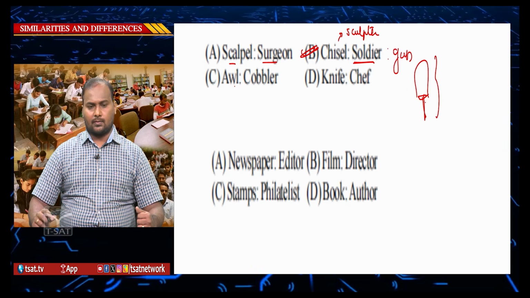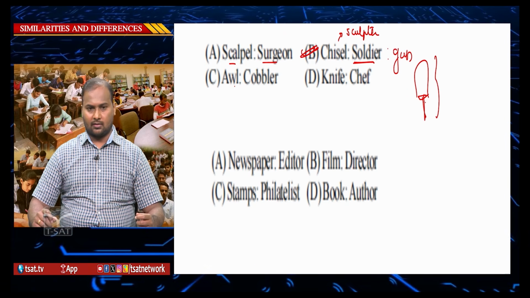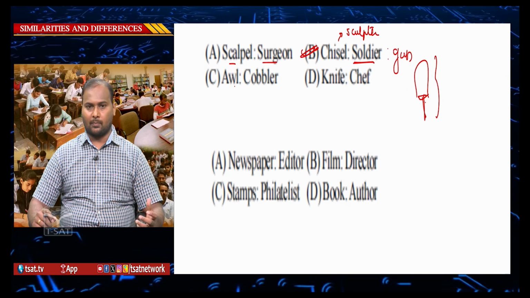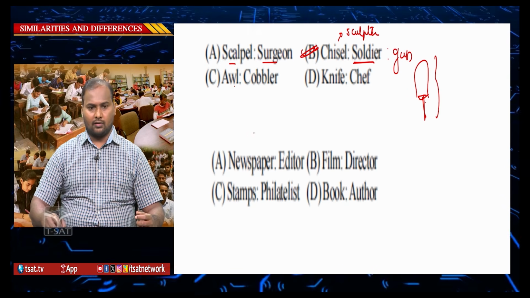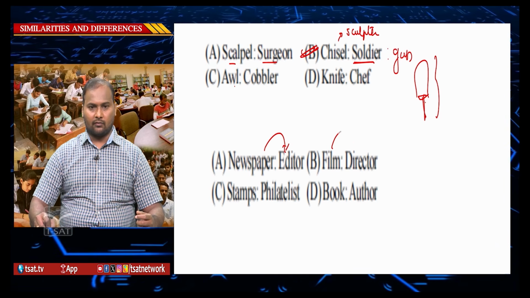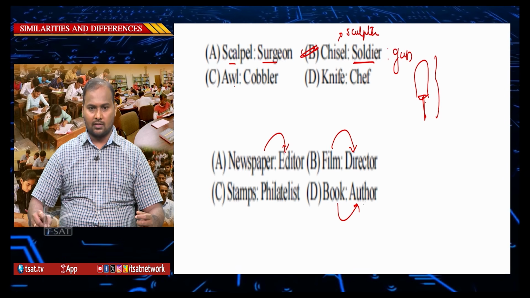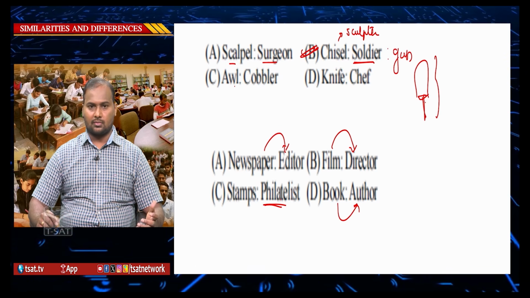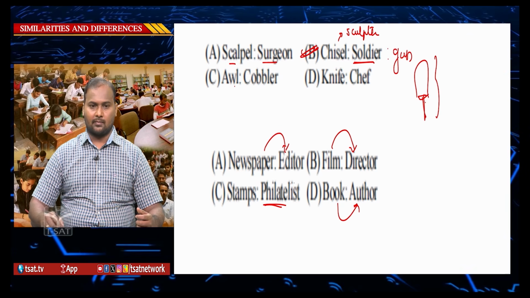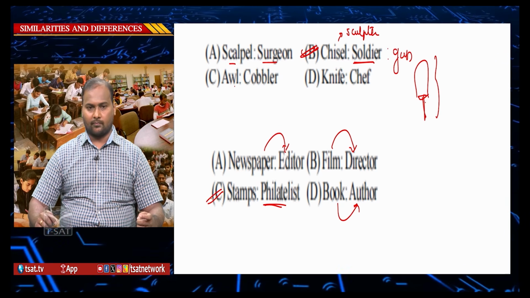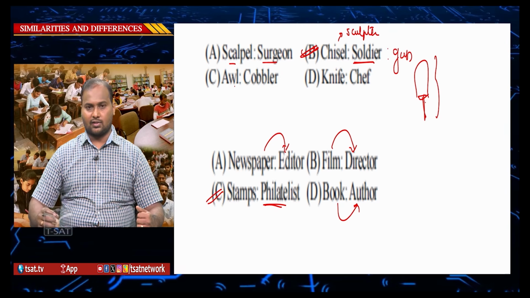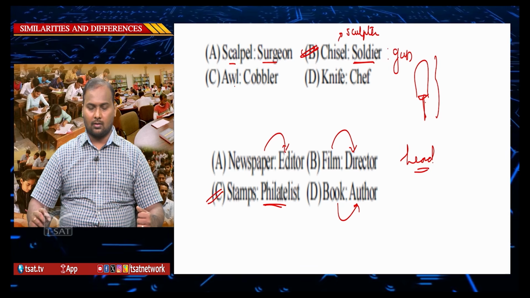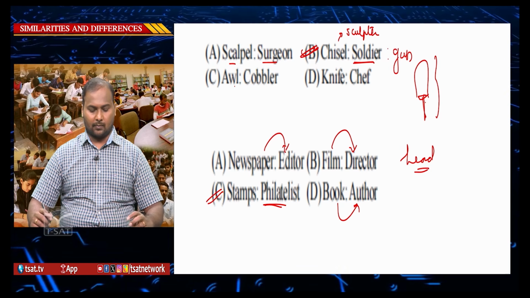Next, see the next question. Newspaper editor, film director, stamps philatelist, book author. The moment you see this, what relation can you establish between newspaper and editor? We know that the head of the newspaper is the editor, the head of the film is the director, the head of the book is the author. And what is a philatelist? A philatelist is a person who collects stamps. Collection of stamps, right? That is the reason option C is not matching. In the remaining three cases, the similarity is the head of that particular profession.